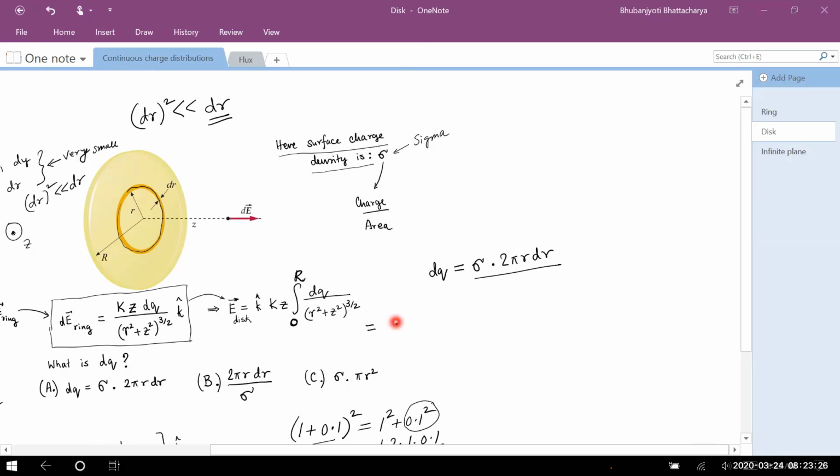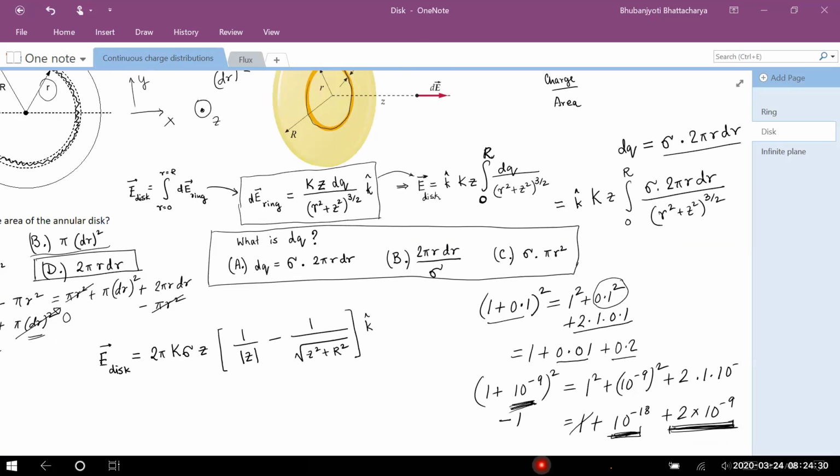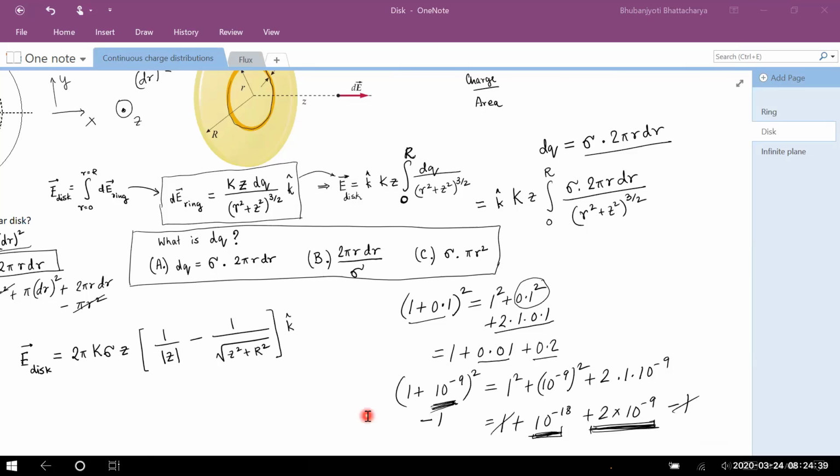That would give me capital K, the Coulomb constant, times z, integral from 0 to r, sigma times 2 pi r dr, divided by r squared plus z squared raised to the 3 halves. This is just a calculus exercise because sigma is a constant. In this class, we're only dealing with constant charge distributions. If you did that integral from 0 to capital R, you will see that the result is this.